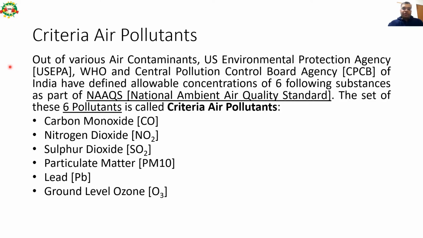Criteria air pollutant. So 1 mark theory question can also come out of this slide. Out of various air contaminants, the US Environmental Protection Agency, in short called USEPA, WHO and the Central Pollution Control Board, CPCB agency, which is of India, have defined allowable concentration of 6 substances as part of NAAQS. Full form of NAAQS can also come in the exam, which is National Ambient Air Quality Standard.